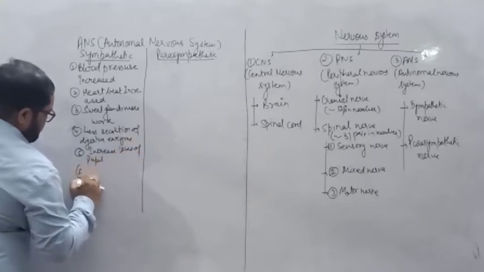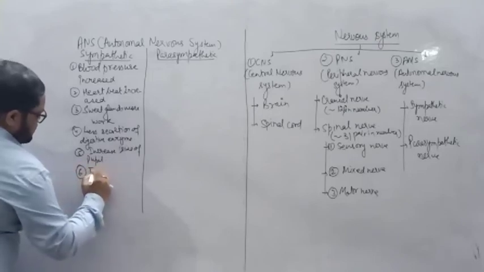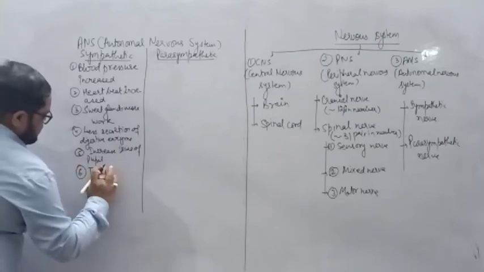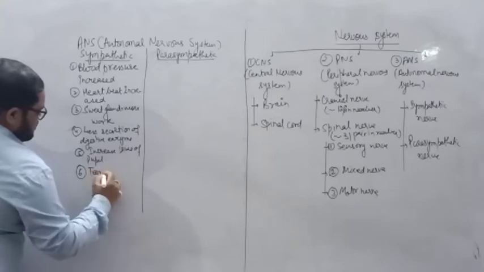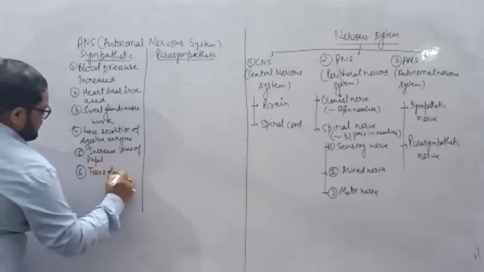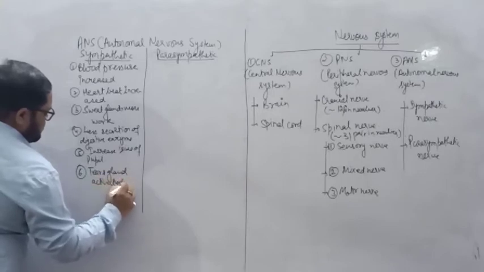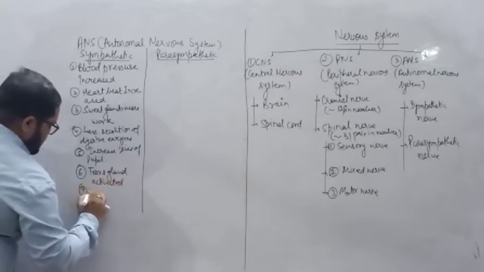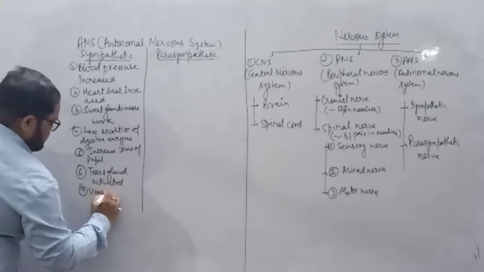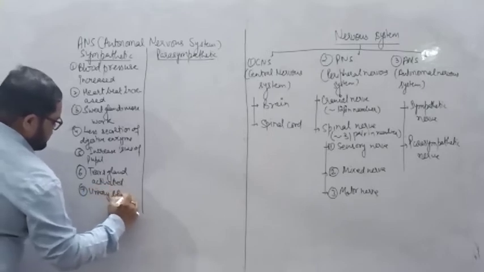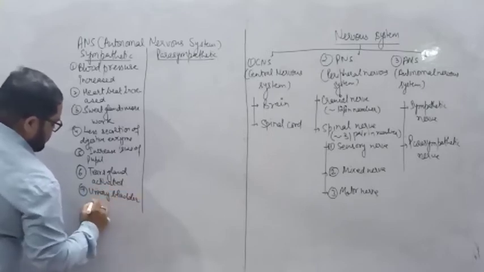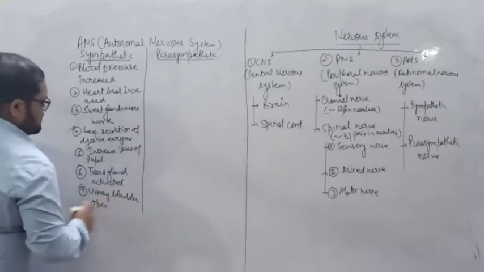Okay, sixth one, tear gland activated. Seventh, urinary bladder open. Yeah, urinary sphincter is open.